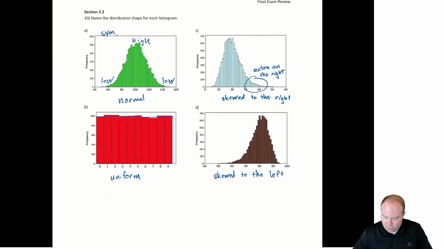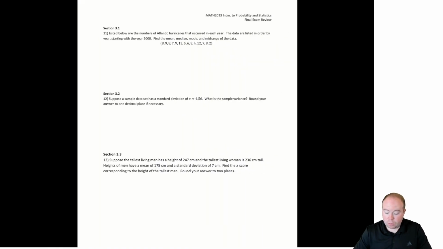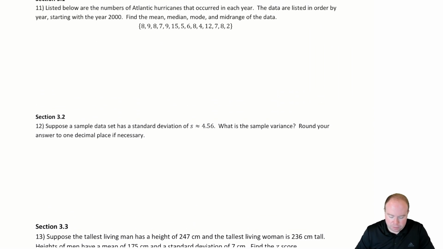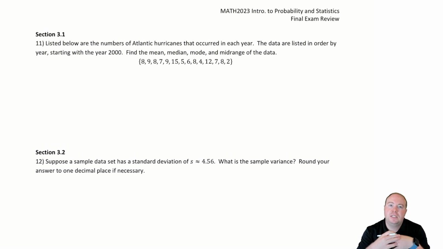And that's the only problem on this page. We're now in chapter 3. This is where it gets a little bit more computational, and you'll have to remember your measures of central tendency, your measures of variation. And as I go through this, I'll expand on the details as we need them.